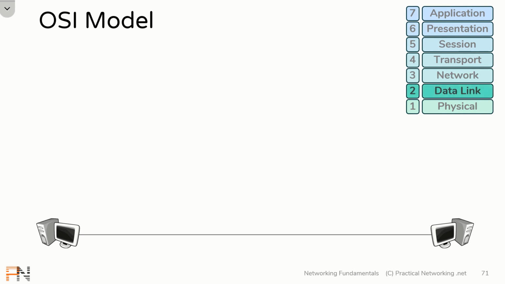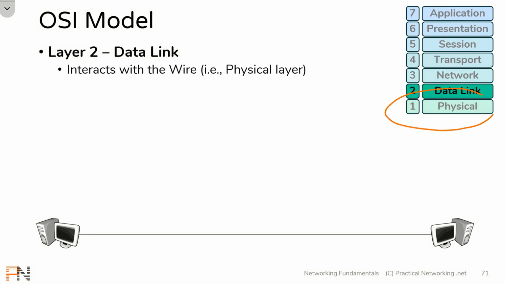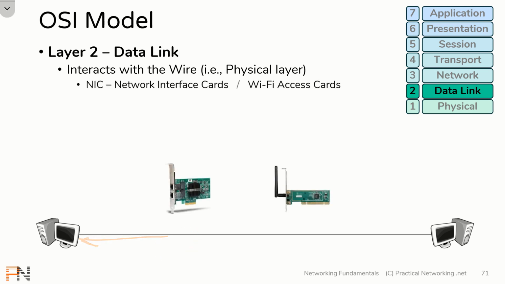Which brings us to layer 2. Layer 2 is going to interact with the physical layer. It's going to actually put bits on the wire and retrieve bits from the wire. Which means whatever this wire actually connects to on this PC is considered a layer 2 item. Meaning the NIC, or the network interface card, that this wire is actually connected to on this computer is considered layer 2. The Wi-Fi access card is also considered layer 2 because it's interacting with those Wi-Fi radio waves.